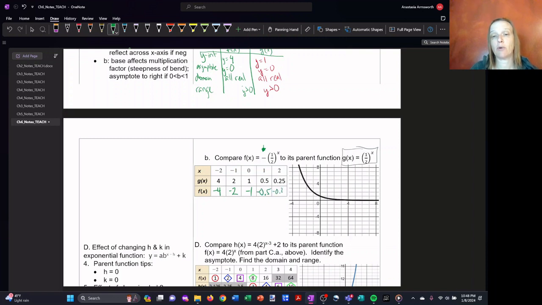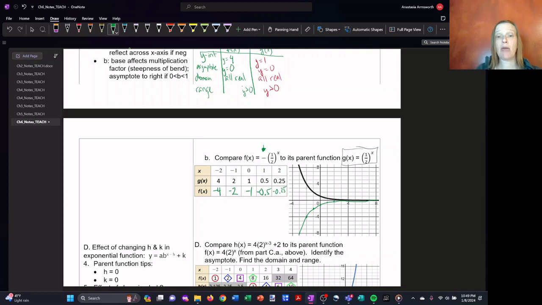-0.5, and -0.25. So if we plot these points on the graph, we'll have at -2, we go to -4. At -1, we're at -2. Then at 0, -1. A half and a quarter. So we are going to get closer and closer to the y equals 0 here, but never actually touch it. So this here will be my asymptote.